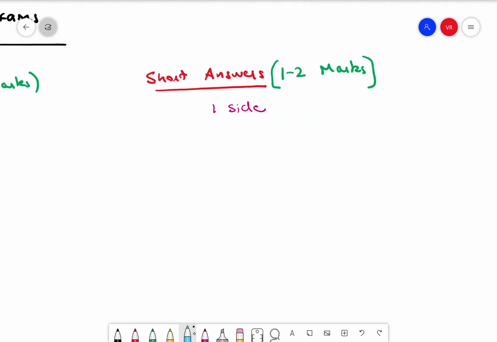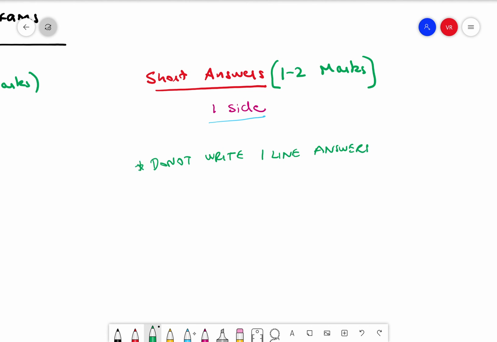Short answers. I'll tell you what you should not do in case of short answers to score more marks. Do not write one line answers. Okay, never do this. Don't think that that one line will fetch you that full 1 mark or 2 marks. It's not going to happen.